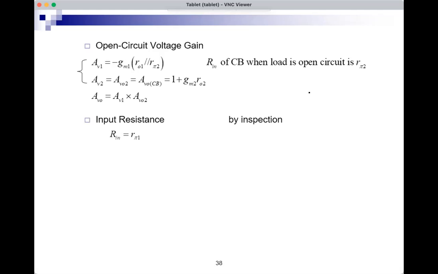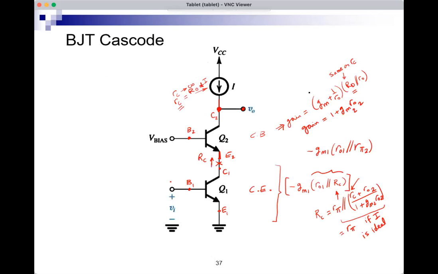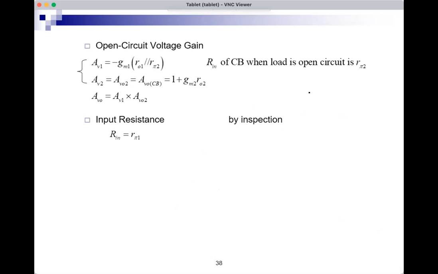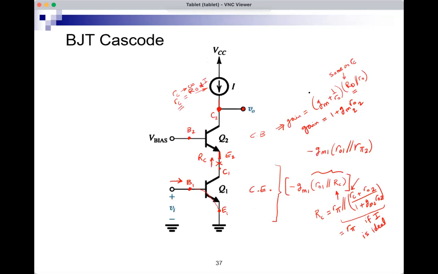The input resistance by inspection is simply R pi 1. If you go back to the circuit, the input resistance here by inspection is R pi 1. And of course, if you check the formula sheet, you're looking into the base of a BJT with emitter grounded. The resistance seen looking into the base would be R pi. So input resistance by inspection or by formula sheet is R pi 1. Output resistance, let's see, the output resistance is here.